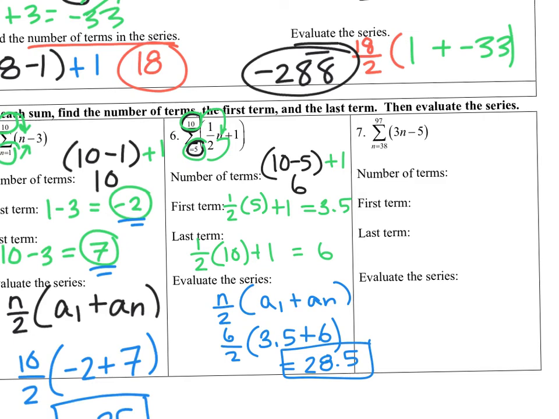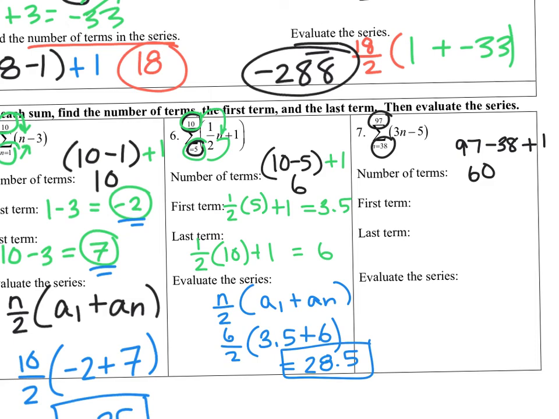All right. So to get the number of terms for this last problem, what you want to do is take n minus 30, or 97 minus 38, and then add 1. So 97 minus 38 plus 1 is 60. So there's going to be 60 terms.